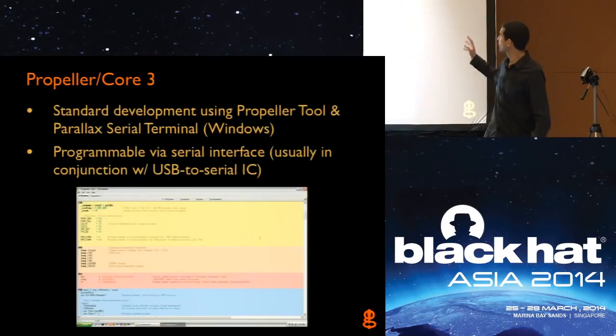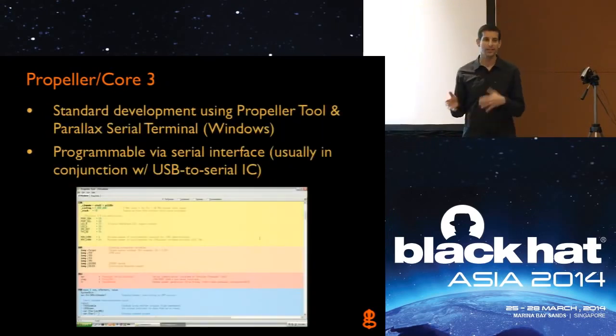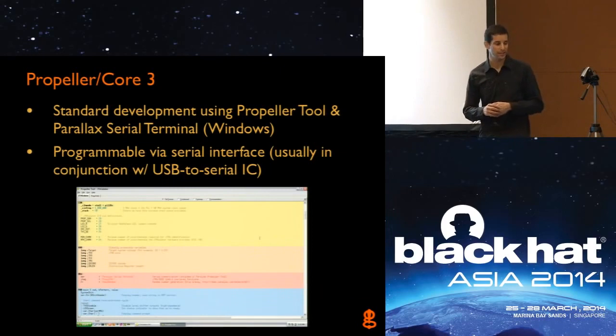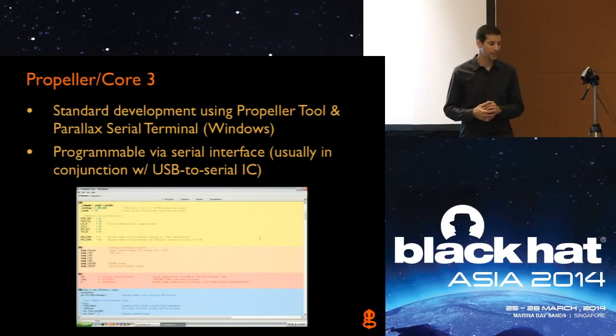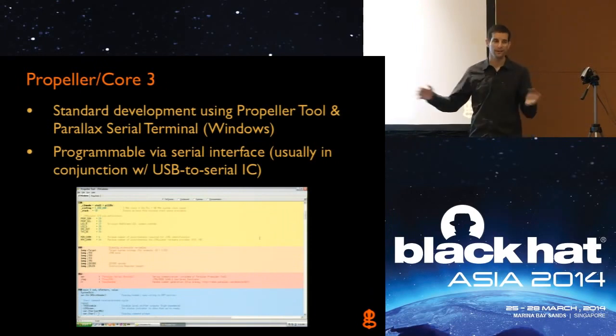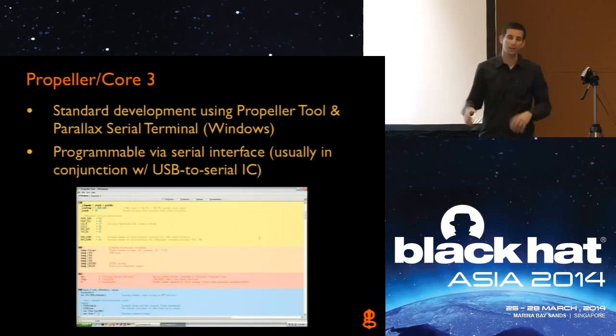So the standard development is done with a tool called the Propeller Tool, which actually is in the Black Hat materials on the DVD. So if you want to load that up and play with it and load the source code in, you can. Right now that is Windows only. So I mentioned that they are doing a cross-platform version for C, but they're also creating a cross-platform tool that will let you write Spin on things other than Windows. But for now, it's all Windows-based.